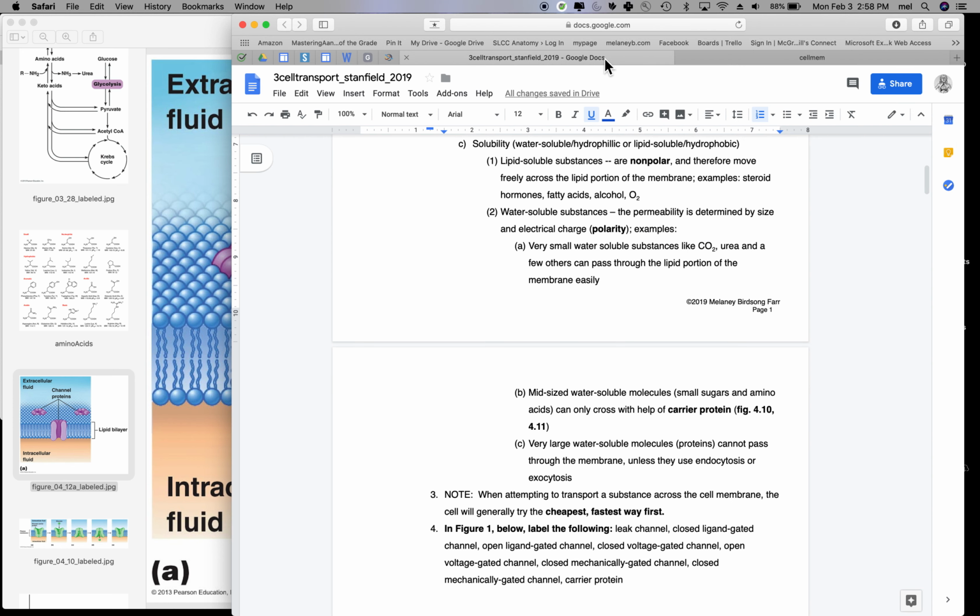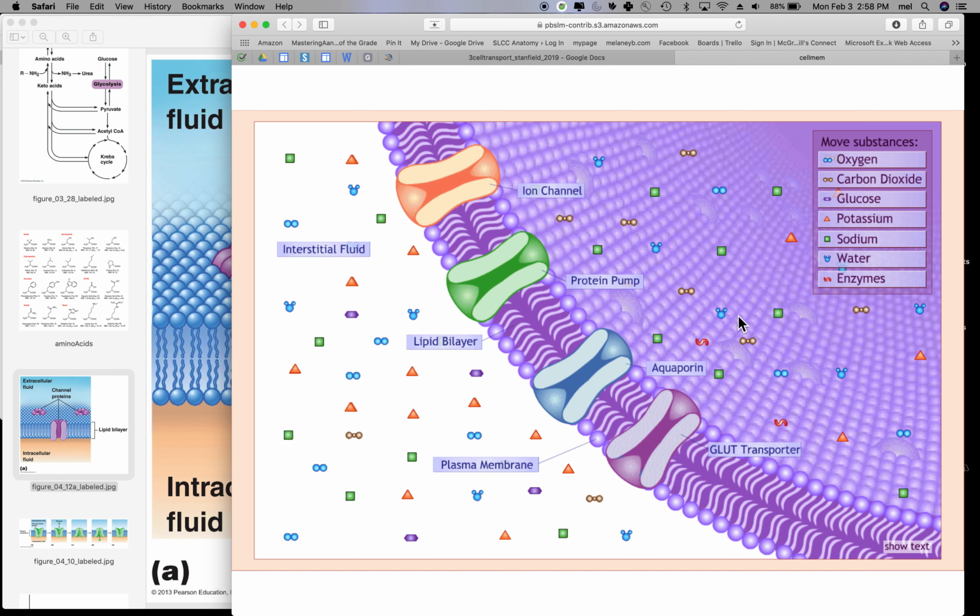Okay, but again, I want you to be able to think about why. What if it's a mid-sized water-soluble molecule, meaning that it's not lipid-soluble and it's getting a little bigger? Is it going to be able to sneak straight across the cell membrane, or how will it get across the cell membrane? Like a small sugar, like glucose or fructose, or an amino acid that you need to get into the cell for protein synthesis, or getting a sugar into the cell for catabolic processes like cellular respiration. How do you get that across?